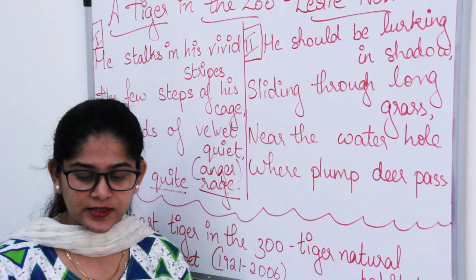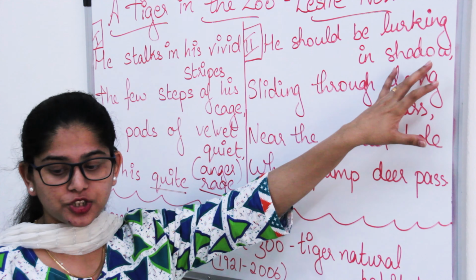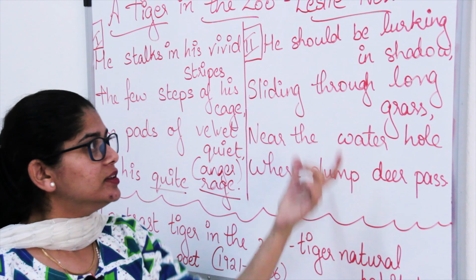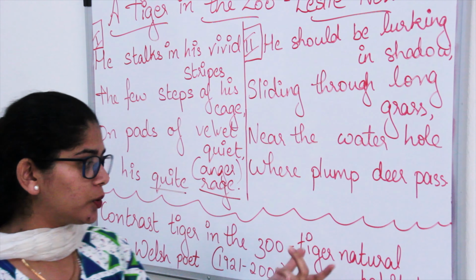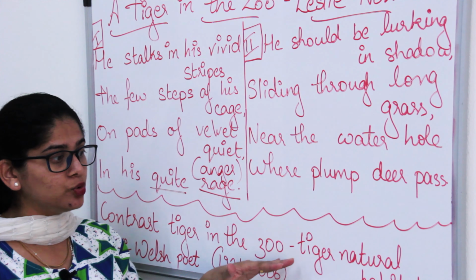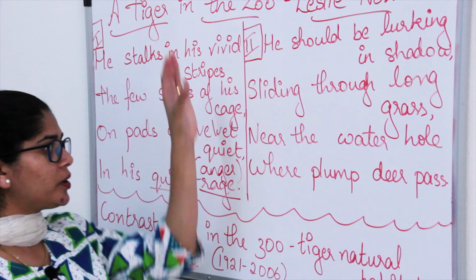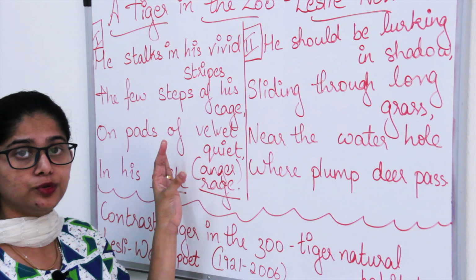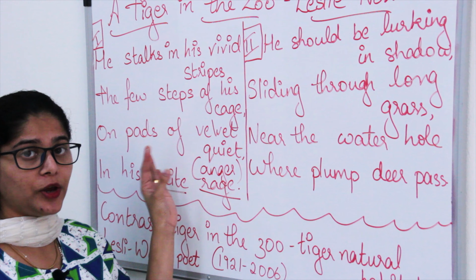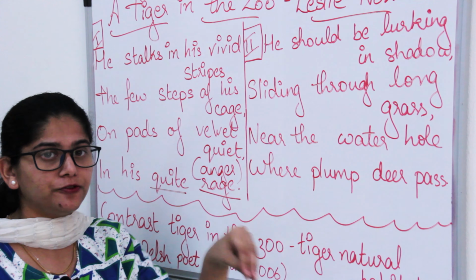Moving on to the second stanza. He should be lurking in shadow. Over here, they're speaking about the contrast: the tiger in the zoo and the tiger in the natural habitat. Natural habitat means forest. The first stanza speaks about the tiger in the zoo who is caged, just moving, making few steps.